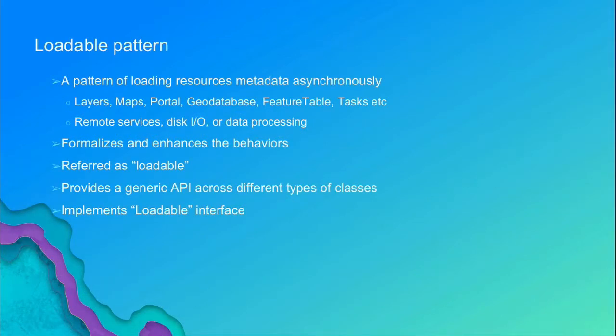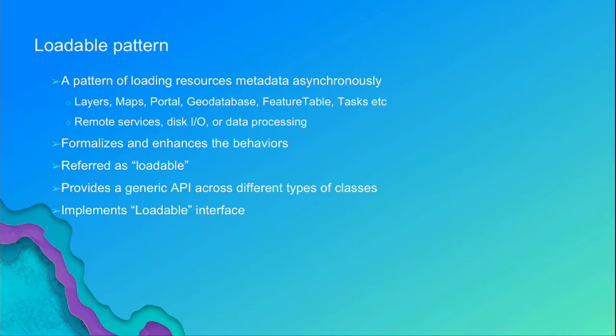The first pattern is the Loadable pattern. This is a pattern that will be able to fetch the metadata of resources such as map, layers, task, and portal item, etc. For these resources to initialize their state, they commonly rely on some remote services or some data set on your disk or some data processing.